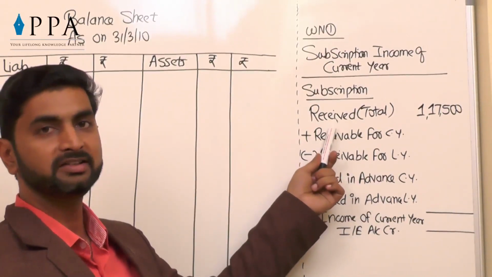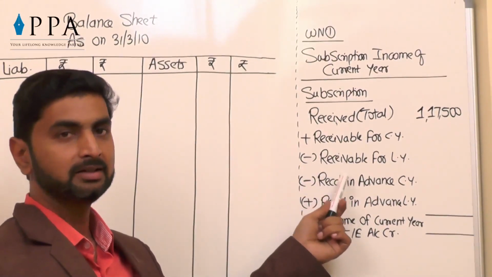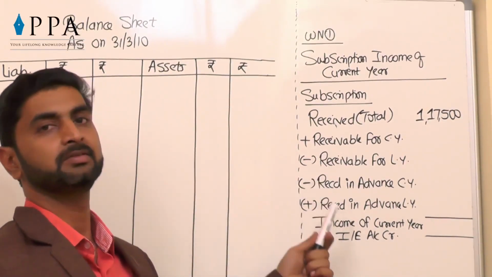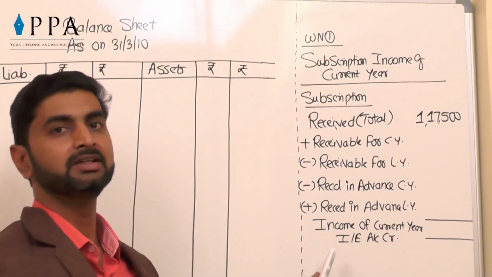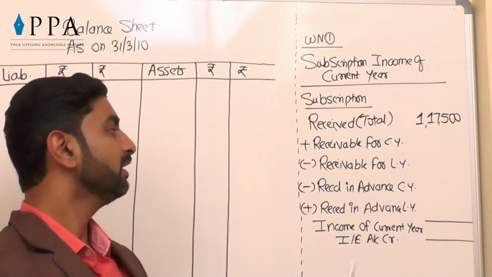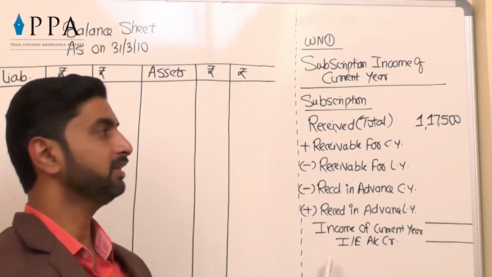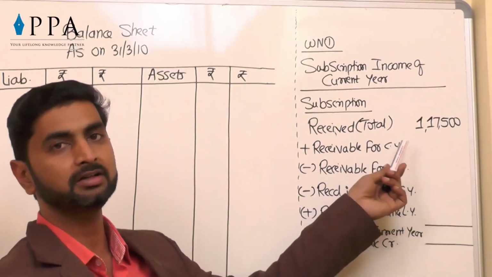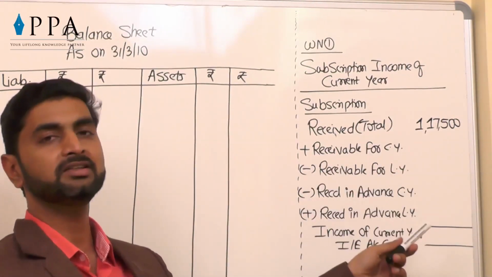So I repeat: received, receivable of current year add, receivable of last year less, received in advance current year less, received in advance last year add, and you will get the income for current year. Till now we have got only one figure, total received. We will deal with this afterwards.